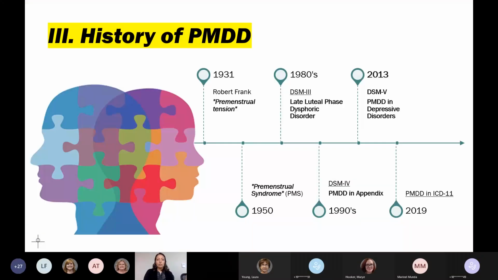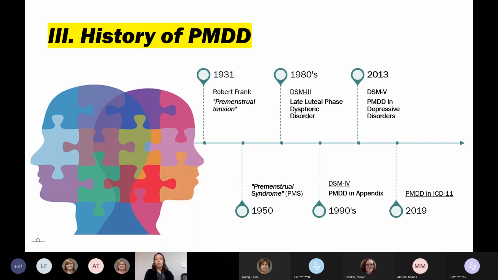Okay. So just some history of PMDD. I know there's a lot of confusion in lay culture about what PMDD is, how we came to this understanding, is it PMS? And so I think it's helpful to go through the timeline to see how we got to the point where we are now.